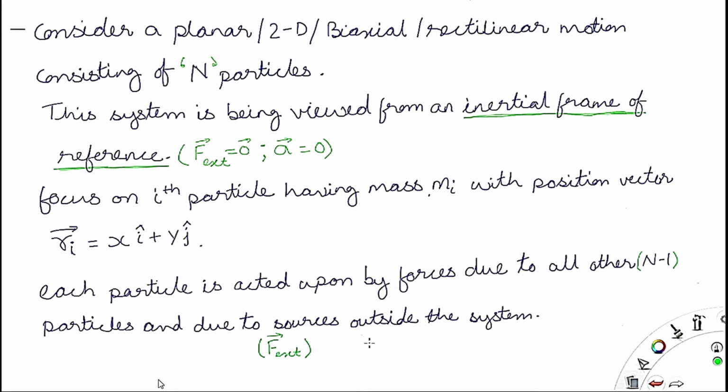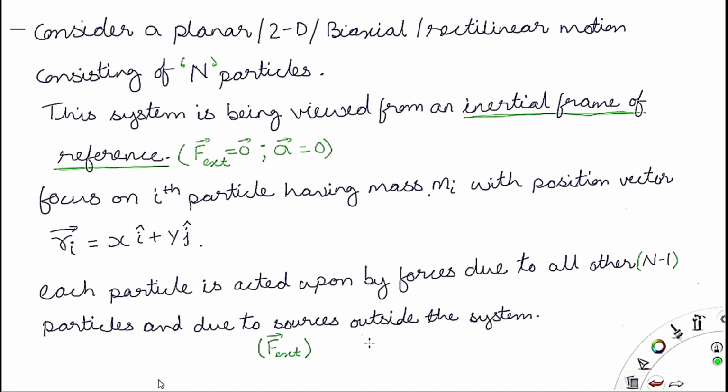Now we are considering a system of n particles. Like in the previous case, this system is also an inertial frame of reference. This means the frame of reference in which the motion is happening is an inertial frame of reference, and it is being viewed from a point which is also an inertial frame of reference. So for both frames of reference, acceleration is equal to 0 and velocity is constant.